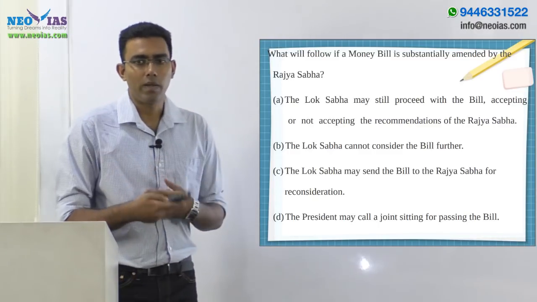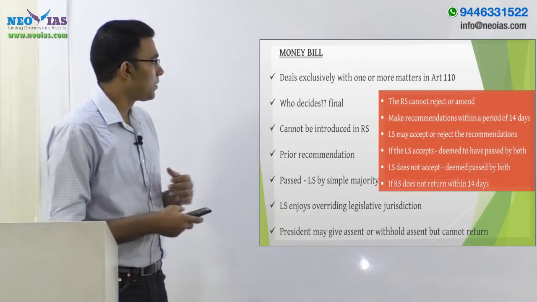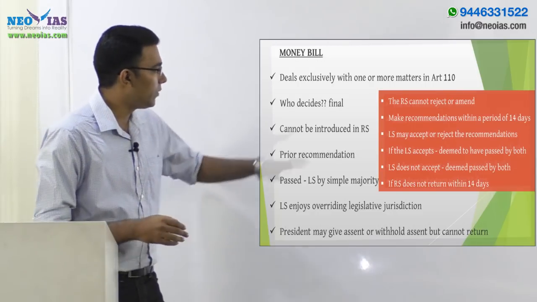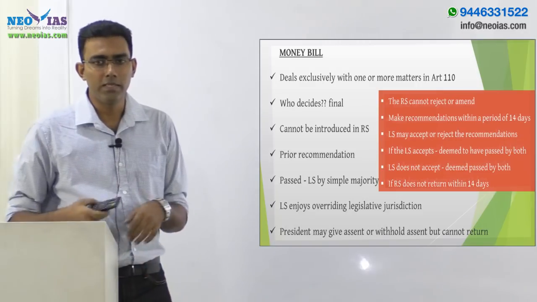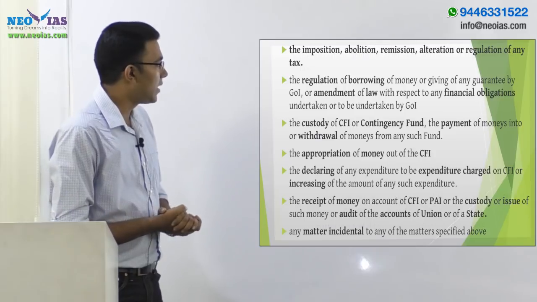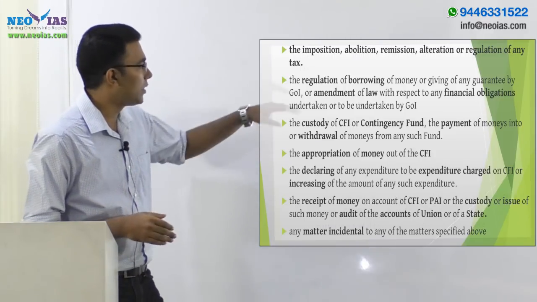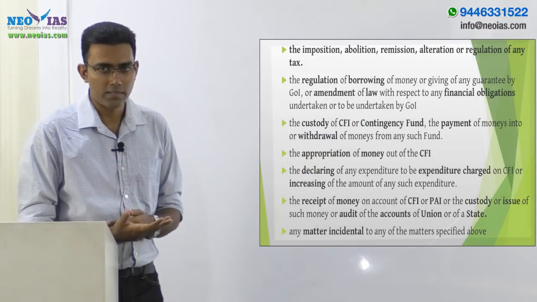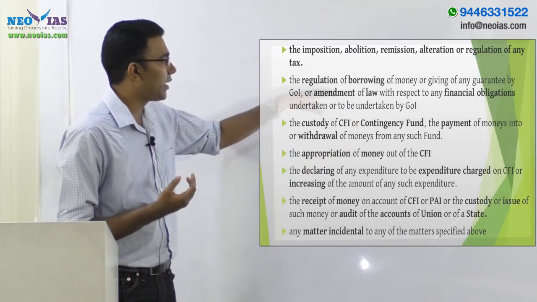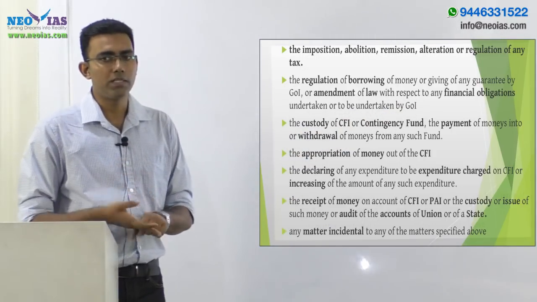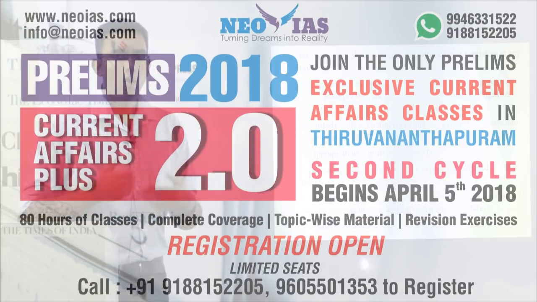So we will just quickly revise what exactly money bill is. Money bill is a bill which deals exclusively with one or more matters which has been enlisted in Article 110. So what exactly does Article 110 deal with? Article 110 deals exclusively with imposition, abolition, remission, alteration or regulation of any tax. So that is first criteria. Second one, regulation of borrowing or any financial obligation that has to be undertaken by the government of India, that is the second criteria.